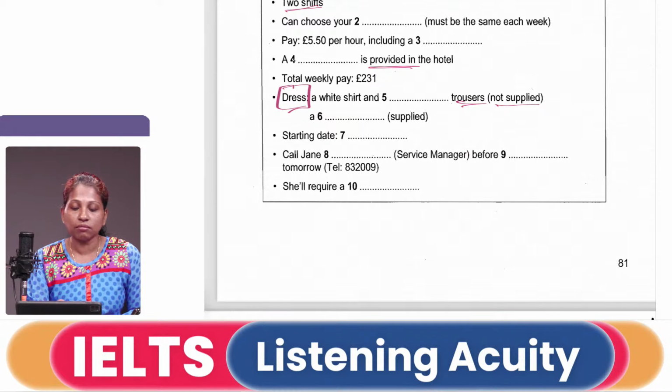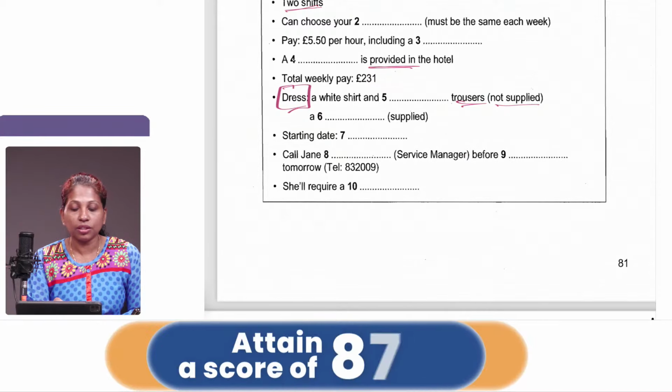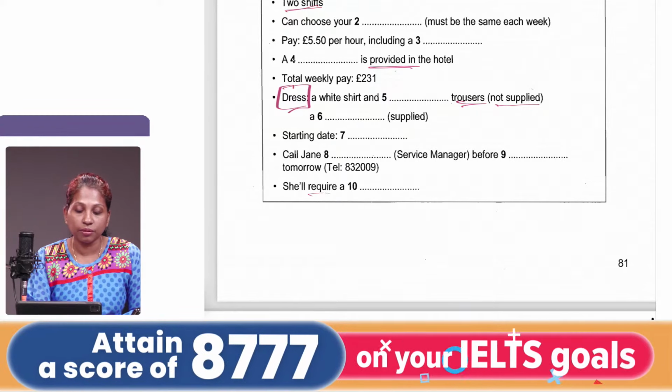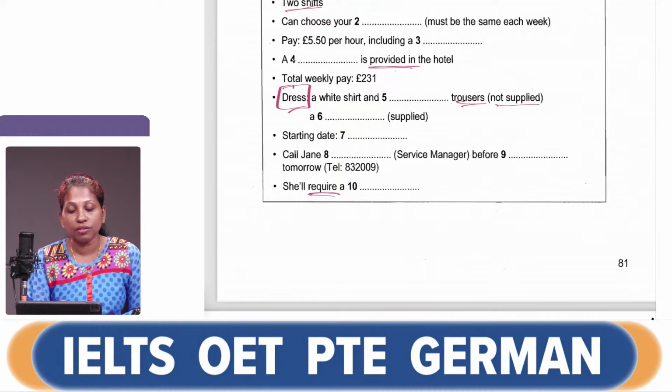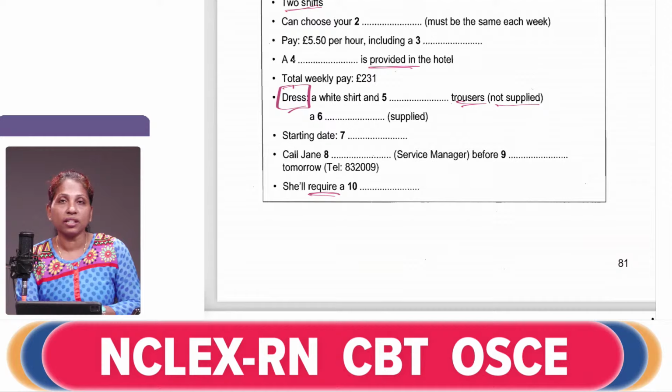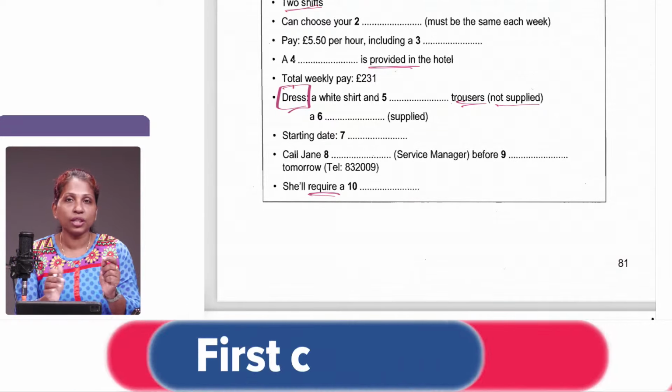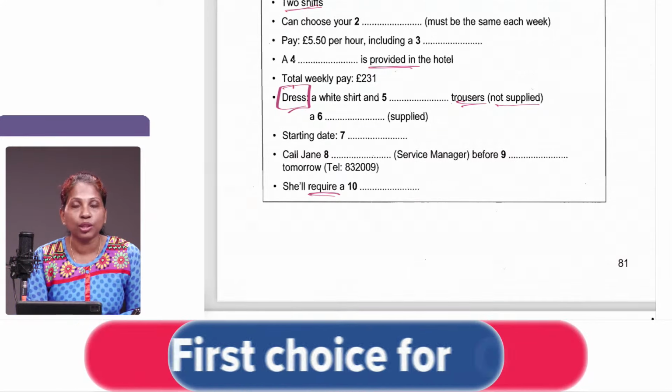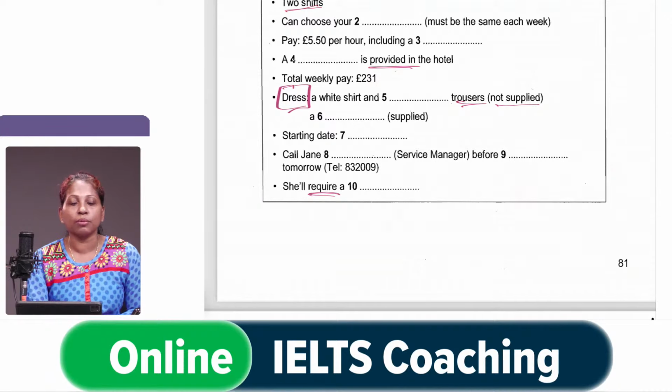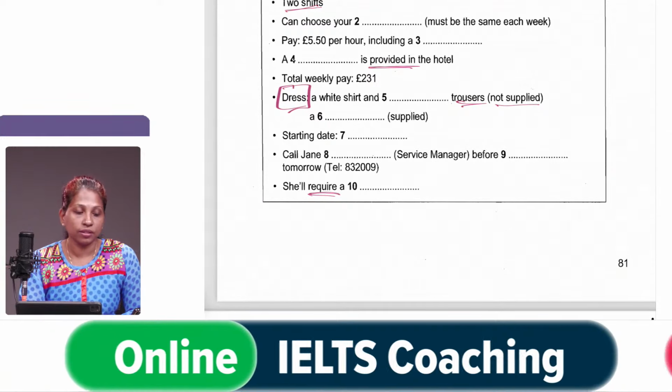Before dash, tomorrow, then a telephone number is given. She will require a dash. She will require something from you. That is Jane. The pronoun is for Jane. She will require something from you. What is that? You have to say. So this is how you use the 20 seconds. This much time you will not get, but quickly you have to just go through these things in the 20 seconds, and then you have to go to the audio clip. That is the correct way of getting the answers, right?